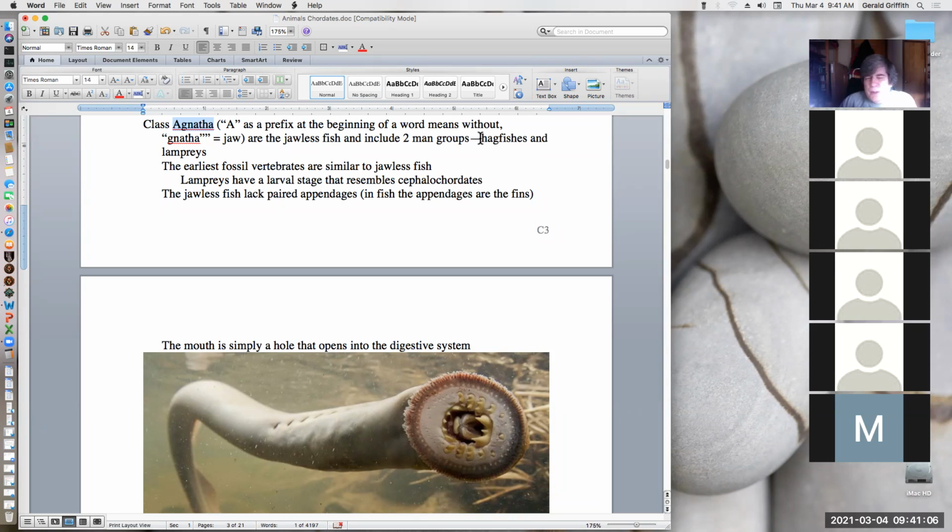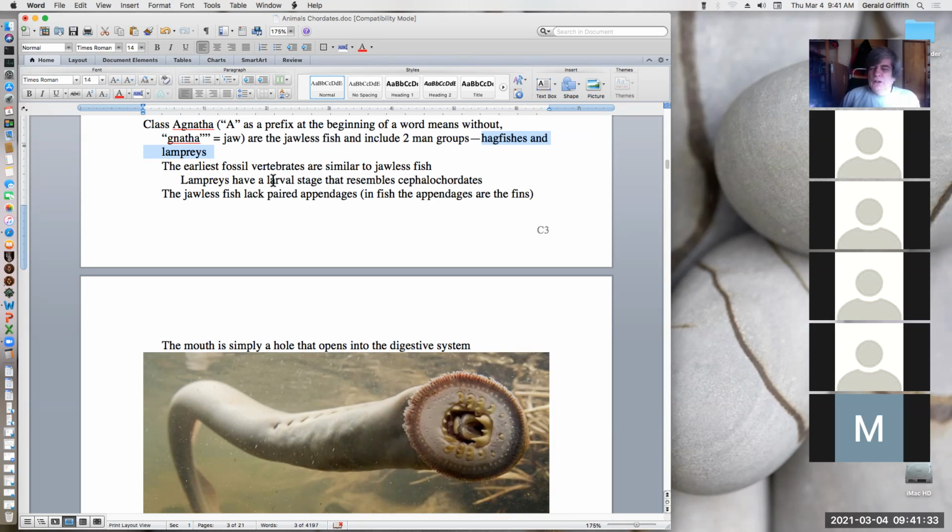They're sometimes put in the same class. That's what we're doing here. They're sometimes separated. And these are the hagfishes and the lampreys. And the hagfishes kind of look like regular fishes, except for their mouth. The lampreys are sometimes called lamprey eels, but they're not really eels. There are certain types of fish that are eels.